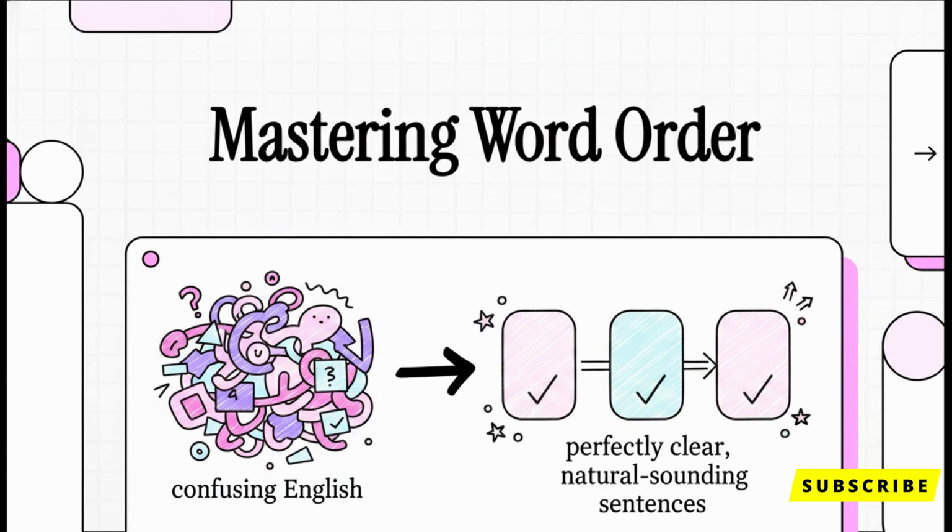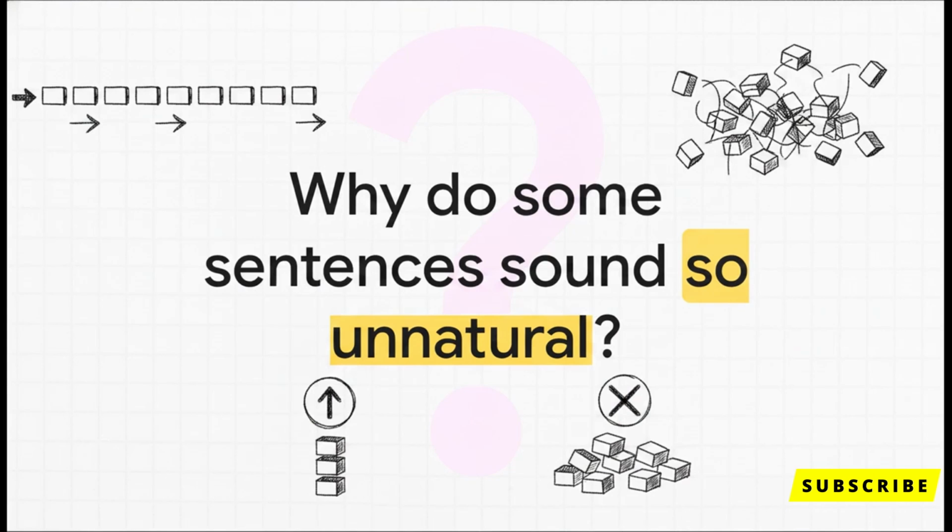We are going to unlock the ultimate key to transforming confusing English into perfectly clear, natural-sounding sentences. I mean, have you ever wondered why you can know all the right vocabulary, but somehow your sentence just doesn't sound quite right to a native speaker? Well, today we're mastering word order in English to build clear, correct, and natural sentences, and we're going to fix exactly that. So, I want to ask you directly, right out of the gate, why do some English sentences sound unnatural? It's a really great question.